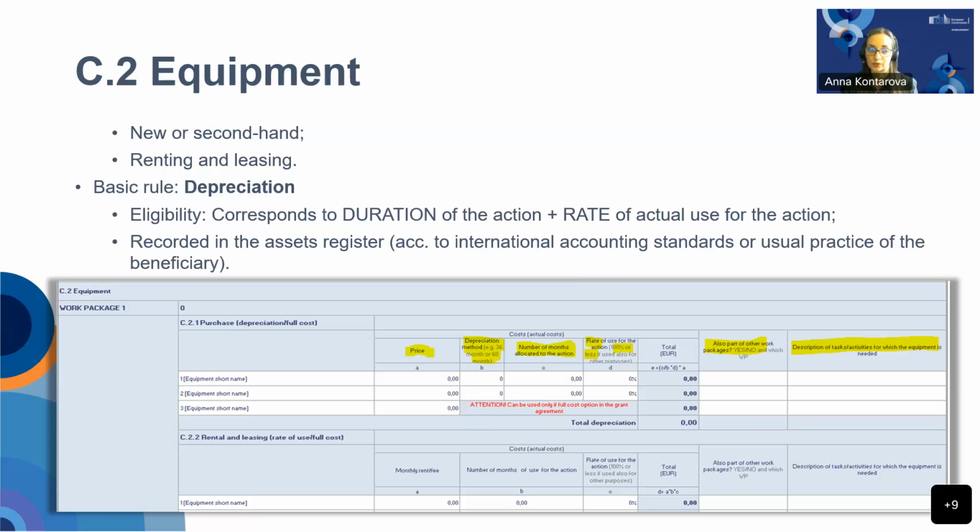On the other hand, renting and leasing of the equipment is also allowed, but the costs cannot exceed the depreciation cost of similar equipment. Here, I would like to mention that, for example, computers, software, and printers should not normally be listed under equipment. They are part of indirect costs, which I will explain later. But it could be an exception only in case it is some specific computer or software that is necessary to implement some specific technical tasks. Otherwise, they are automatically included under indirect costs. Next slide, please.